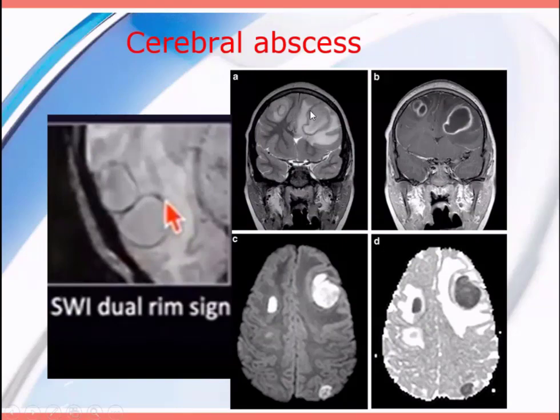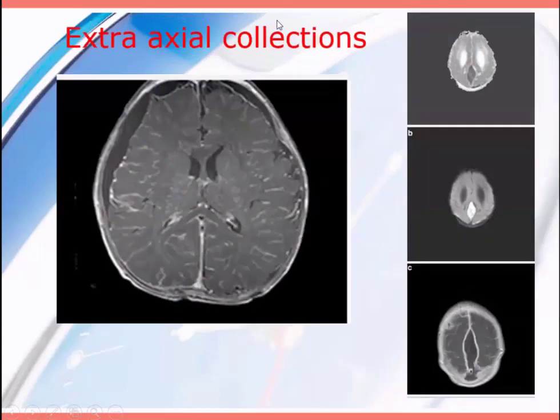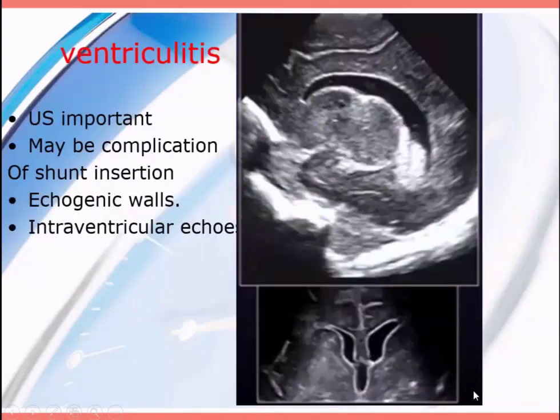So in abscess, we have low T1 and high T2 with a peripheral rim of low T2, and then we have a peripheral uniform enhancement, ring enhancement, and then we have here a true diffusion restriction of the contents. Extraaxial collections may be subdural, like this one, with peripheral enhancement and thickening of the meninges.